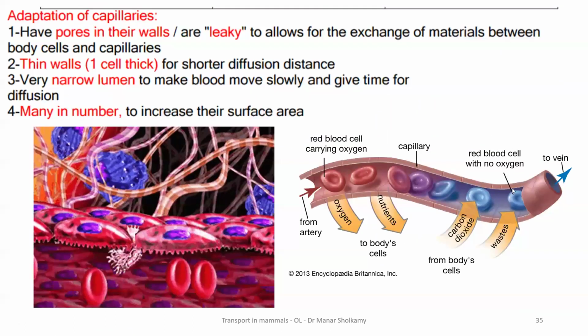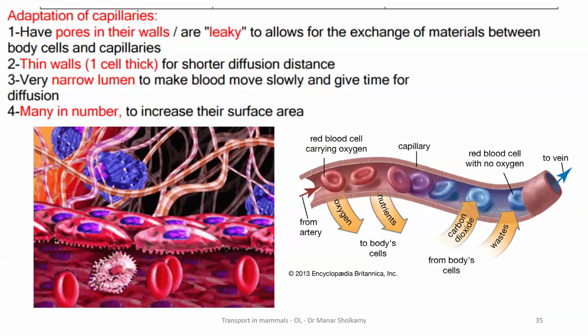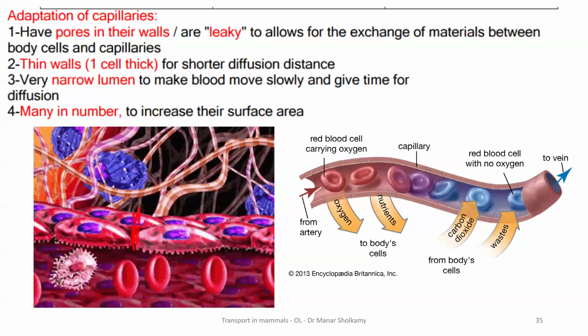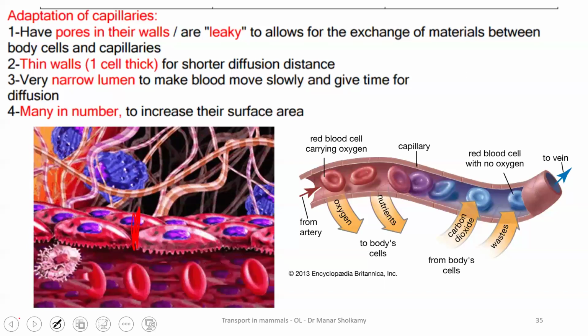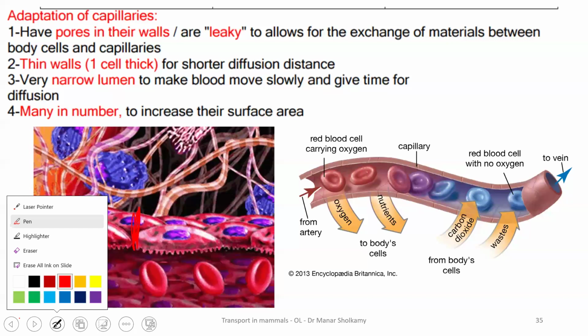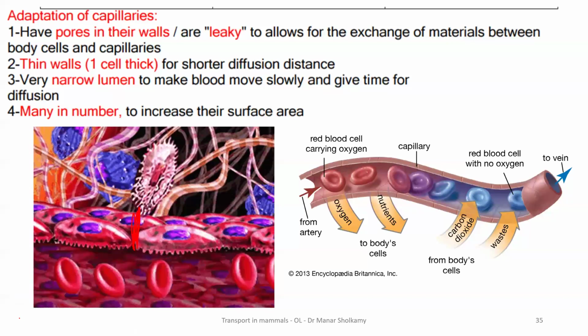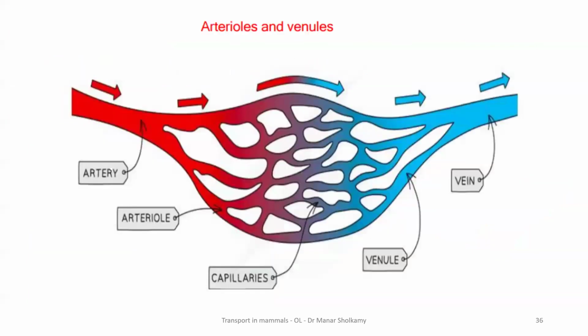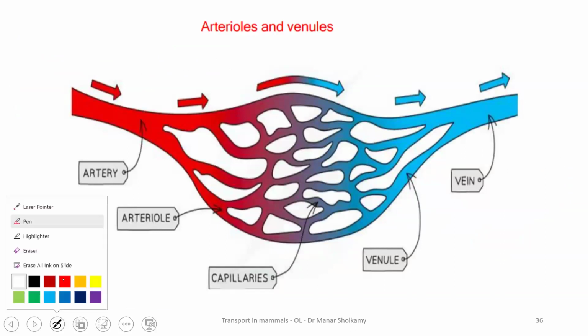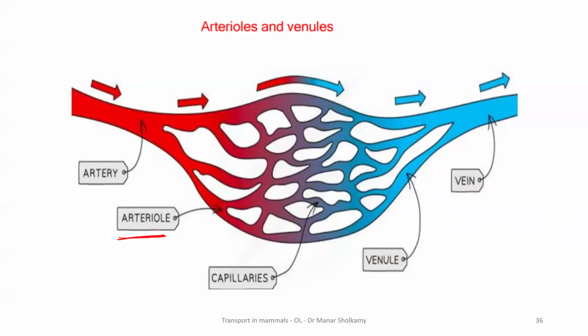Okay. Now, this is a nice picture showing you the pores in the capillaries and how they allow materials to move out of the pores and help in gas exchange and in the exchange of materials between the blood and the body cells. Don't forget, arterioles is a new word in the supplement. Arterioles branch from the artery, a small branch from the artery. Venule is a small branch from the vein. High pressure in the artery, less pressure in the capillaries, lowest pressure in the vein.